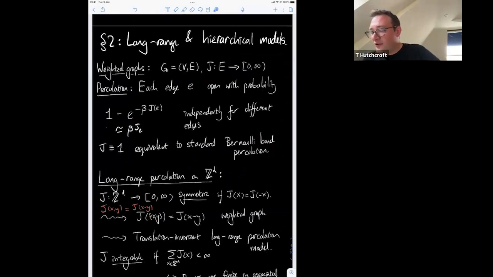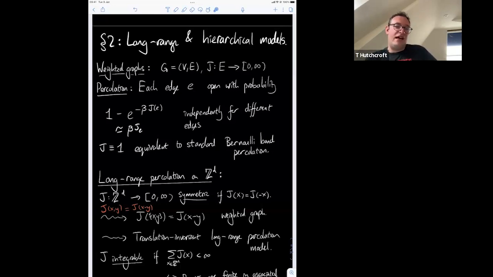So what's the idea of a long range model? First of all, let me define percolation on what I call a weighted graph. So now we have a graph, but we also have a weight function, J, which maps the edges to non-negative numbers. And we can define percolation on a weighted graph by saying that each edge e is open with probability 1 minus e to the minus beta J of e. So in other words, you can think about having a Poisson process of edges where the intensity of an edge is beta times J of e. This particular function is not very important.